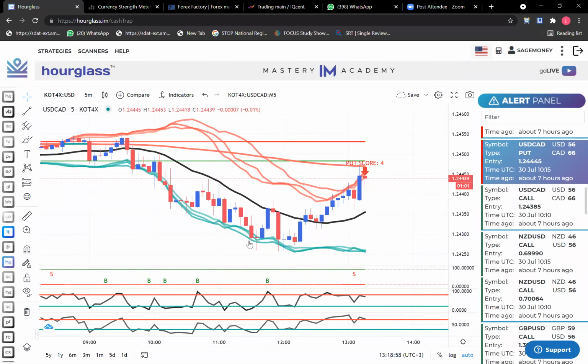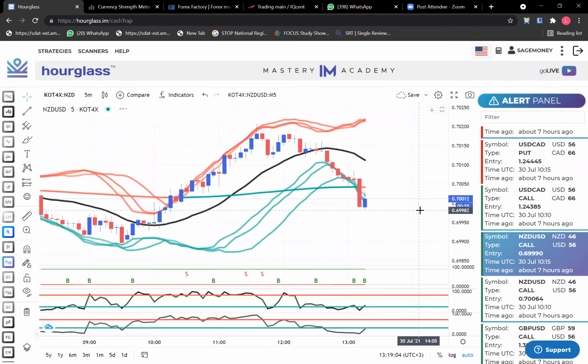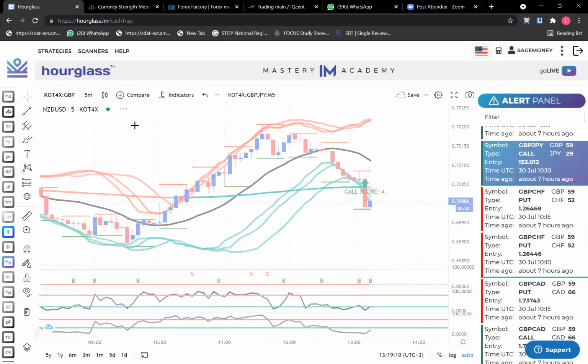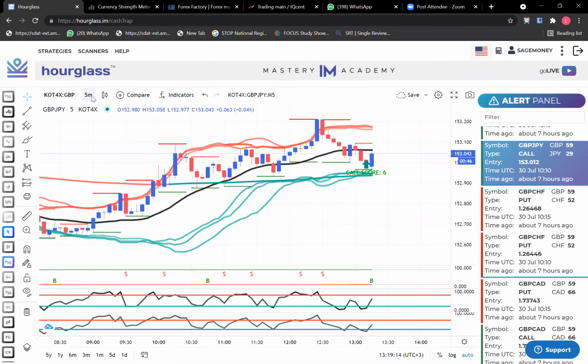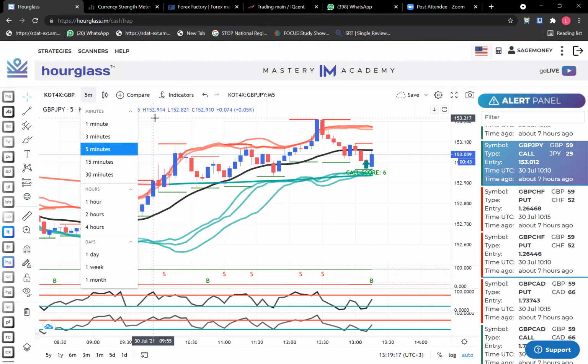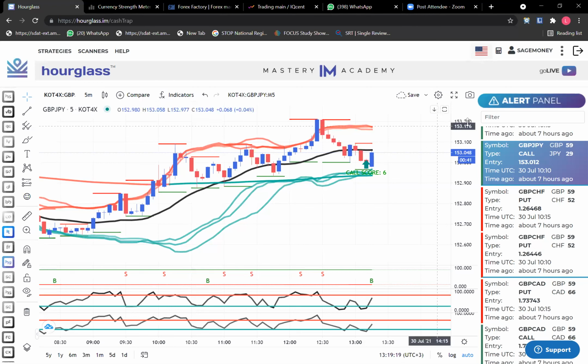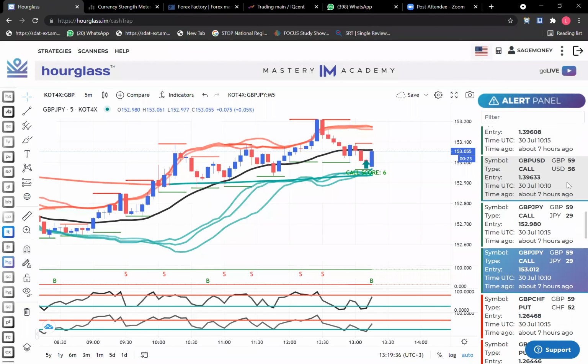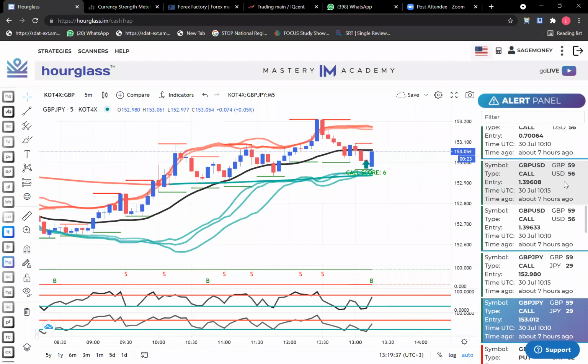So now I'm going to pick a currency pair to explain to you guys how the Hourglass works. First of all, as you can see here, we're on the 5 minute candle. On the right-hand side, you're going to see your scores, your values basically. This tells you when you enter a trade. On the right-hand side, you can see your trade ideas in your alert panel. So you basically know what pairs you're looking at, when to enter, the time, and what the strength is.